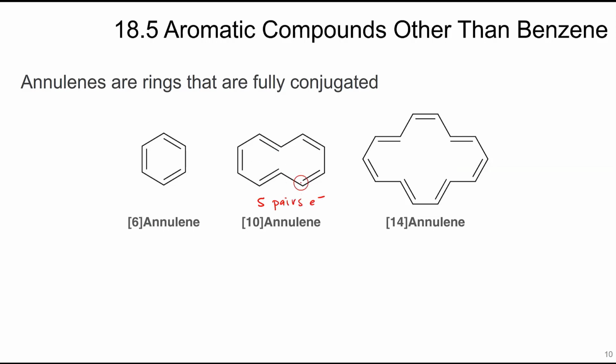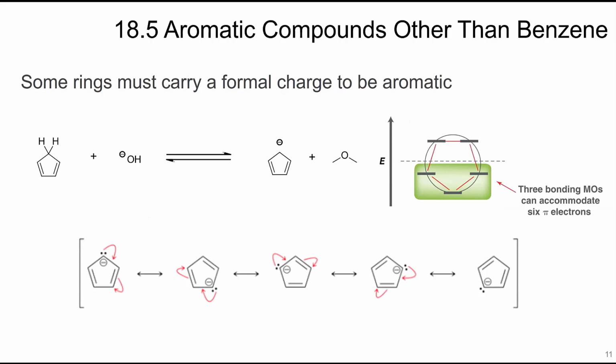So that would be aromatic, and this one has 7 pair. So this one would also be aromatic, according to our rules that we established on the last slide. Sometimes rings must carry a formal charge in order to be aromatic. If we look at cyclopentadiene, we have a base that can grab a proton.